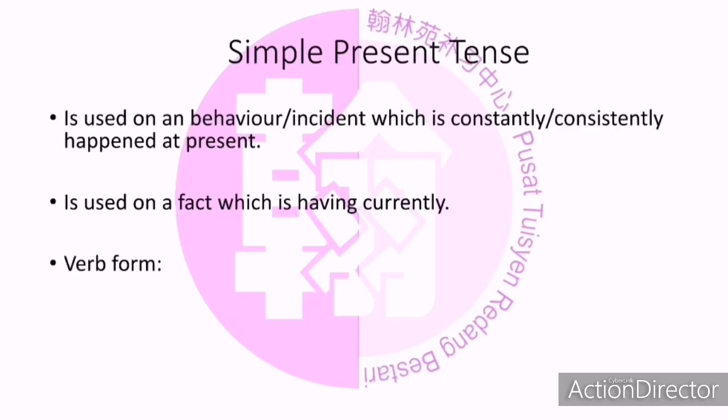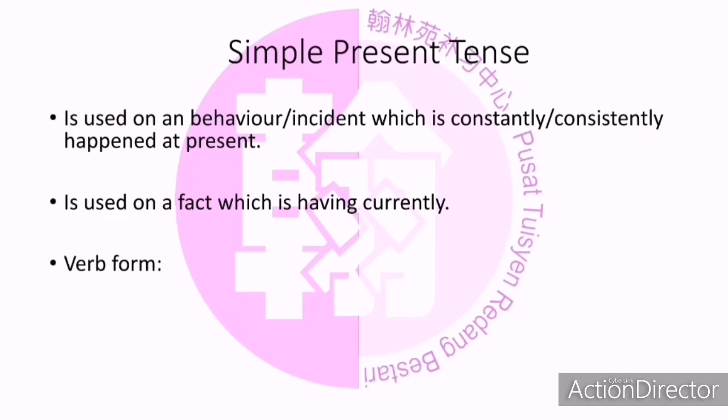Simple present tense. What is simple present tense? Simple present tense is used on behavior or incidents which happen constantly or consistently at present. It is also used on a fact which is true currently, right now as well. So what does it mean? I will show it to you with the following example.